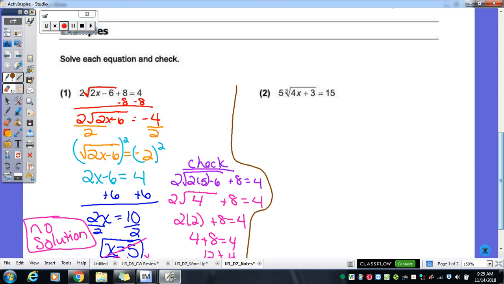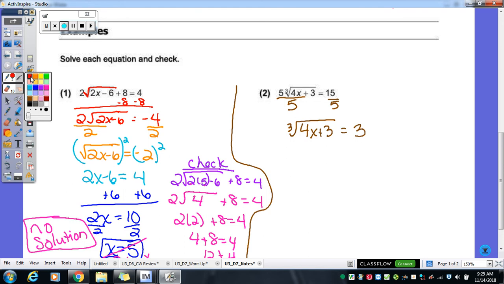All right, number 2, let's take a look at that one. So again, first step, we have to get the radical completely by itself. It is not yet. I got to get rid of that 5. How are we going to get rid of that 5? Divide. So now the radical's by itself.